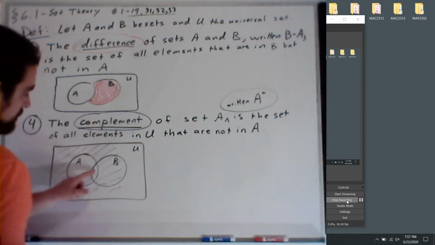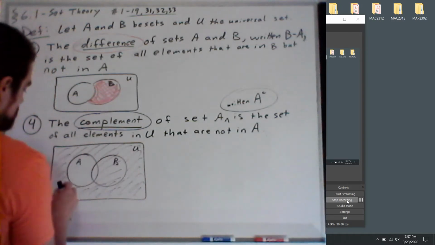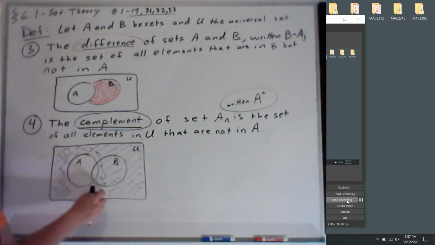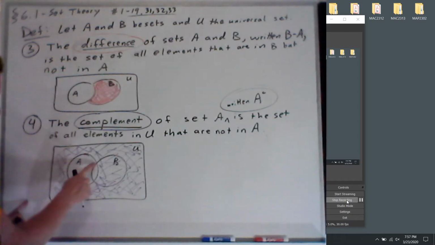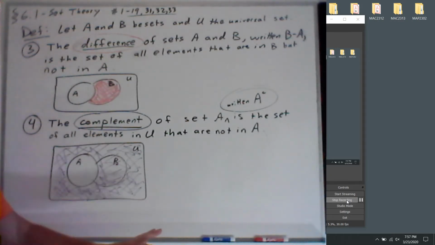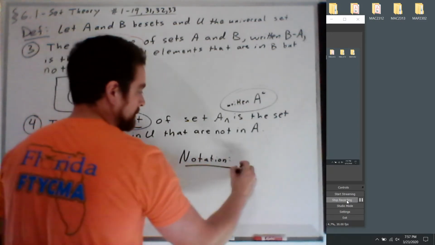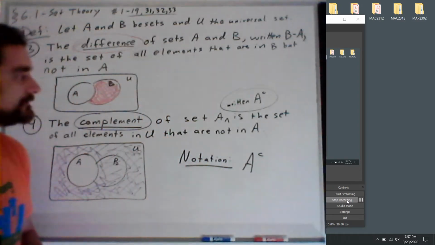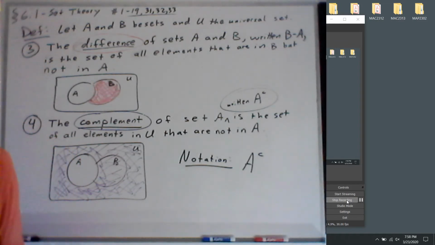Careful, there's some overlap here, but those elements are also in A, so I don't want those. So anything in my universal set, as long as that doesn't dig into A. So it's all those other elements. Basically it's leaving us with set A taken away from all the elements of the universe. So that is the complement of A. And again, the notation looks like A to the C power, or at least I'm sticking with the notation the book uses for consistency.